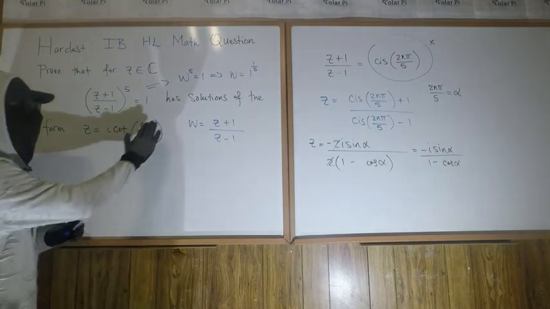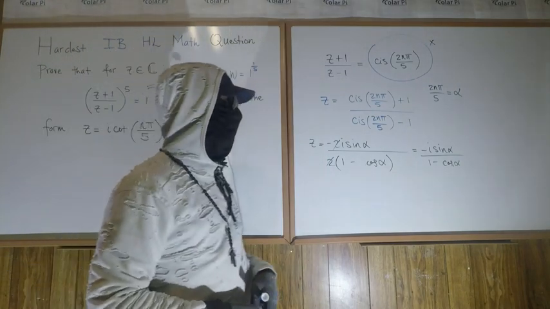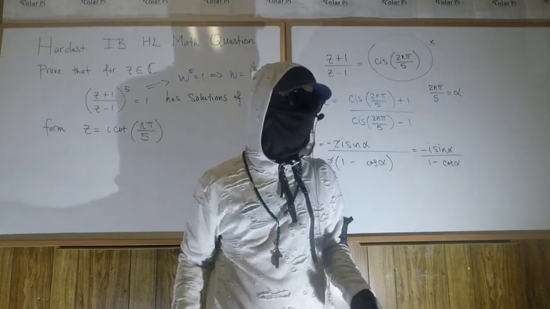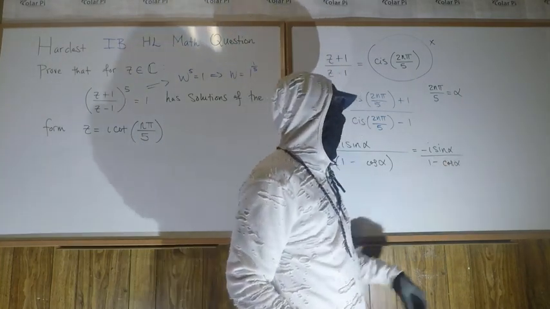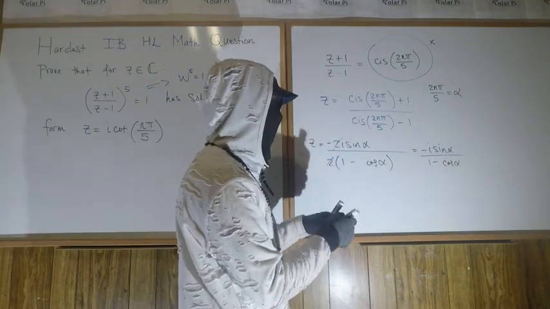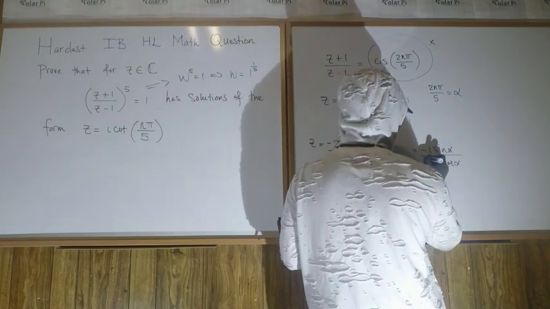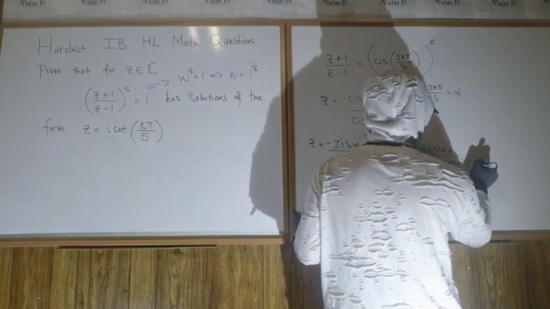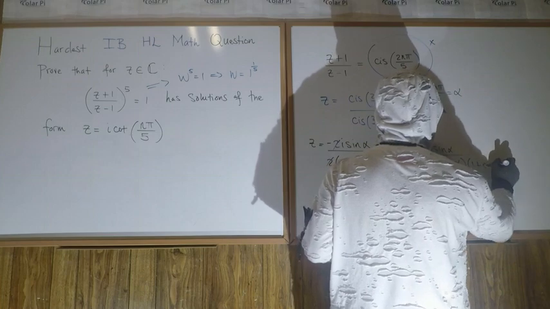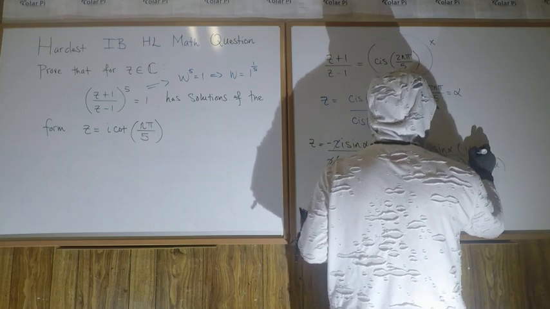Okay, so where to from here? Well, I think what we should do is, for lack of better ideas, multiply by 1 plus cosine alpha top and bottom. So that's what I'm going to do. I'm going to multiply top and bottom by 1 plus cosine alpha. Got it. So 1 plus cosine alpha.